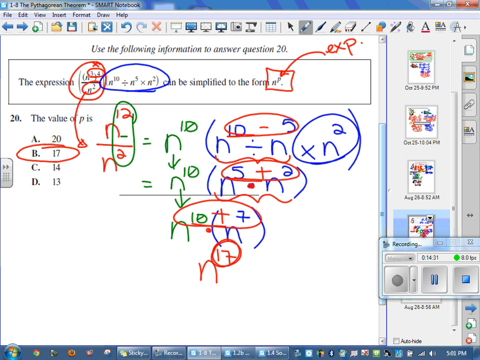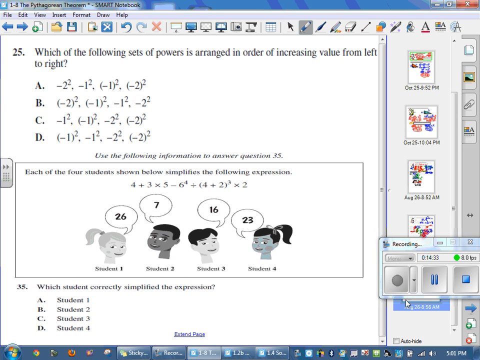I take a look at the top one. I need to solve each of those, and then I need to put them in the correct order, or find which one has the correct order. This one wants the order of increasing value. So that means it wants it to go from small to big. Well, let's solve each of them and see which gets small to big.